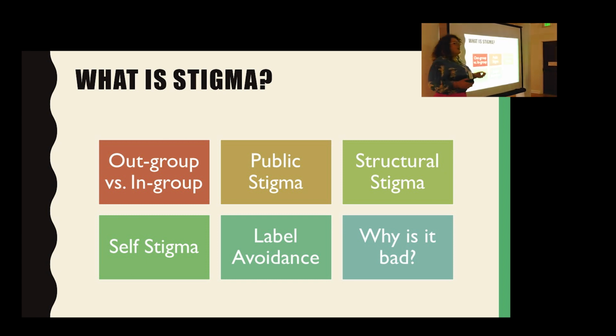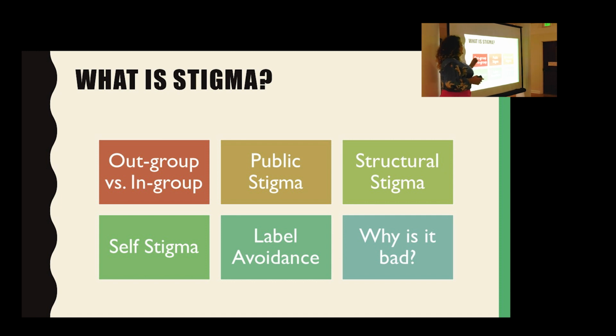Okay, to start, what is stigma? Stigma is negative stereotypes placed on an individual or a group of individuals for a characteristic that is perceived as different, and it's usually something that they cannot control, and it leads to discrimination and separation of an out-group, which is made up of the stigmatized individuals, and an in-group, which is made up of the rest of society.